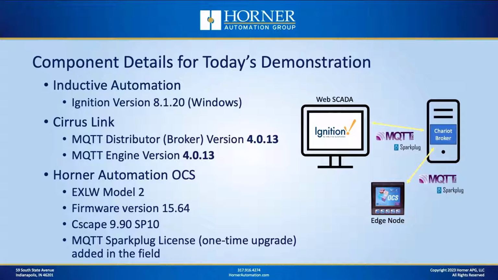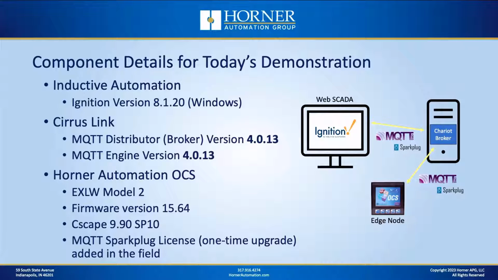Now, next we have the MQTT broker we're using, which is sometimes called a server and is sometimes called a distributor. Now, this distributor is available from Cirrus Link, and actually what's convenient about this particular one is you can download it right from the Inductive Automation website. So you go to inductiveautomation.com, you download Ignition, and then right from that same website, you can go ahead and download the MQTT distributor or broker that you can use for your testing.